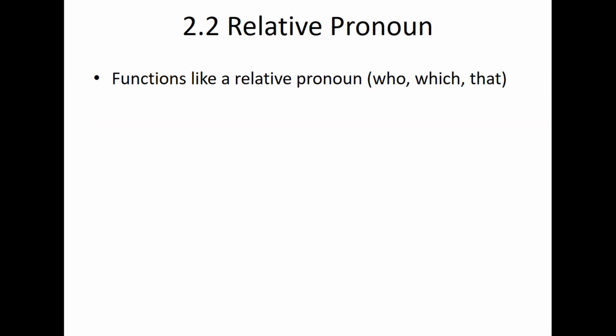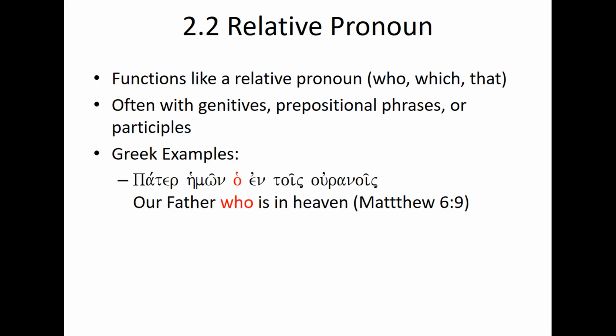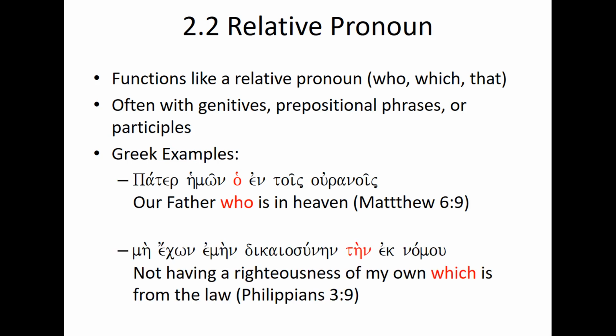The article can also function like a relative pronoun. This is a who, which, or that type of pronoun. Oftentimes this will occur with genitives, with prepositional phrases, or with participles. So here's one with a prepositional phrase. Pater hēmōn ho en tois ouranois. Our Father, well, which Father? The in-the-heavens Father. The one who is in the heavens. We would translate it, our Father who is in heaven. Philippians 3:9, mē echōn emēn dikaiosynēn tēn ek nomou. Not having my own type of righteousness, the ek nomou type of righteousness. We would say, my own righteousness, which is from the law. So this is the article as a relative pronoun.